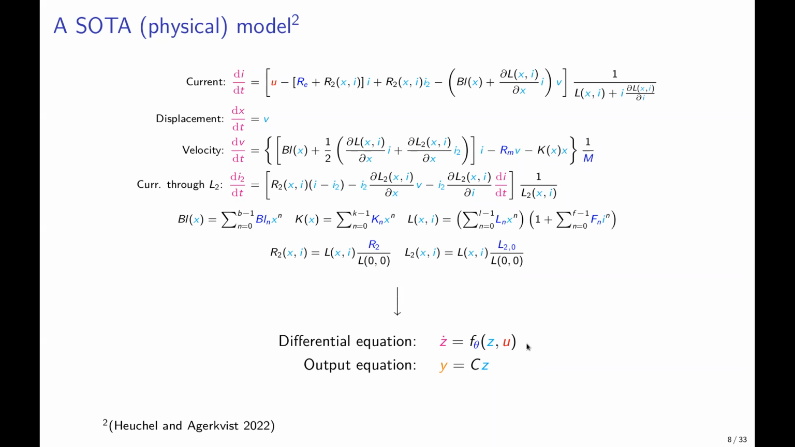And in practice, we cannot observe all of these states. We can only observe a certain output here Y. For example, a certain output could be that we only measure the current and the velocity. Yes, and so then the goal will be from this Y here, from a measurement of this Y, to estimate all these other parameters.